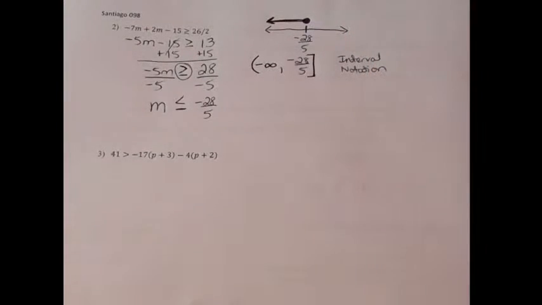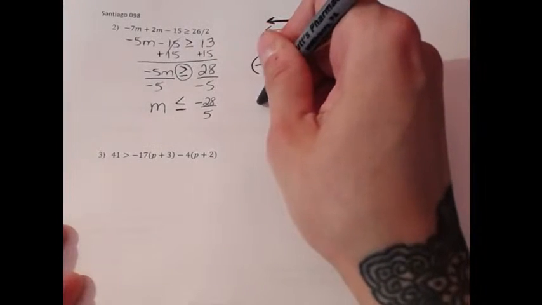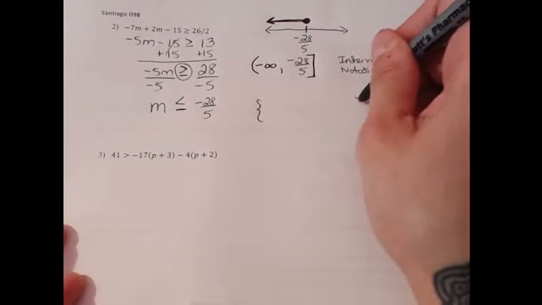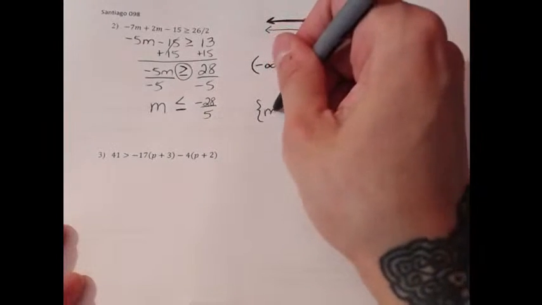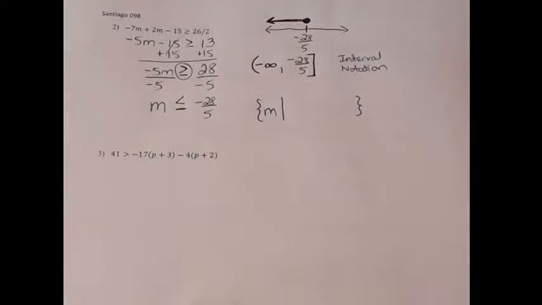Interval, smallest to largest, right? That makes sense. And then lastly, we want set builder notation. As a reminder, set builder needs braces because we're denoting a set. Our variable is m in this case, so we write m and then a vertical bar. Now all we have to do is pick up our solution and drop it right inside.